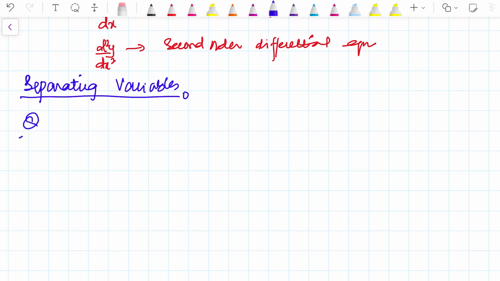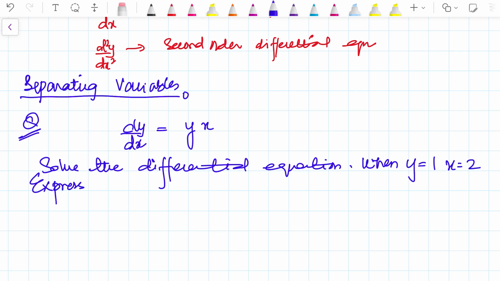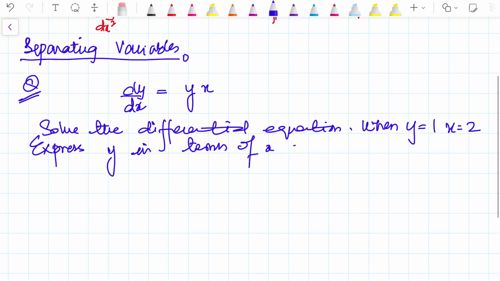So for example, the question says dy upon dx is equal to yx. Separating variables: solve the differential equation, and this is my question. When y is 1, x is 2, express y in terms of x. This is a very basic question that I've taken.